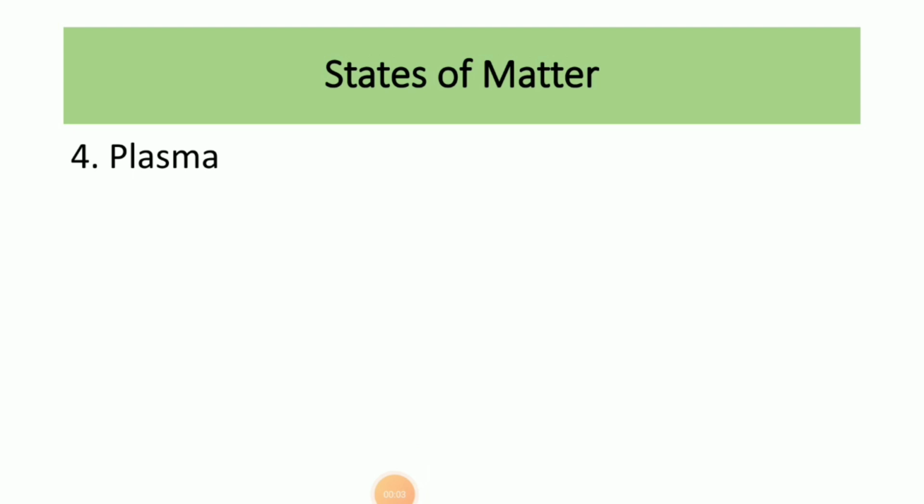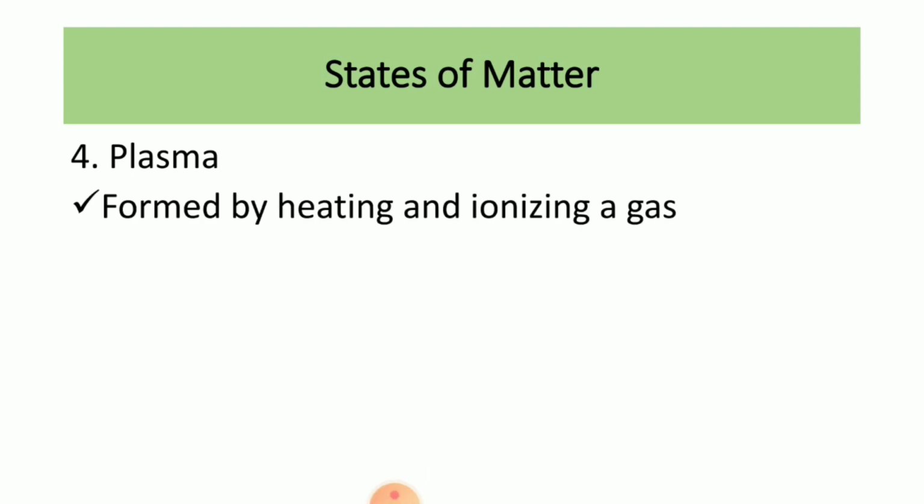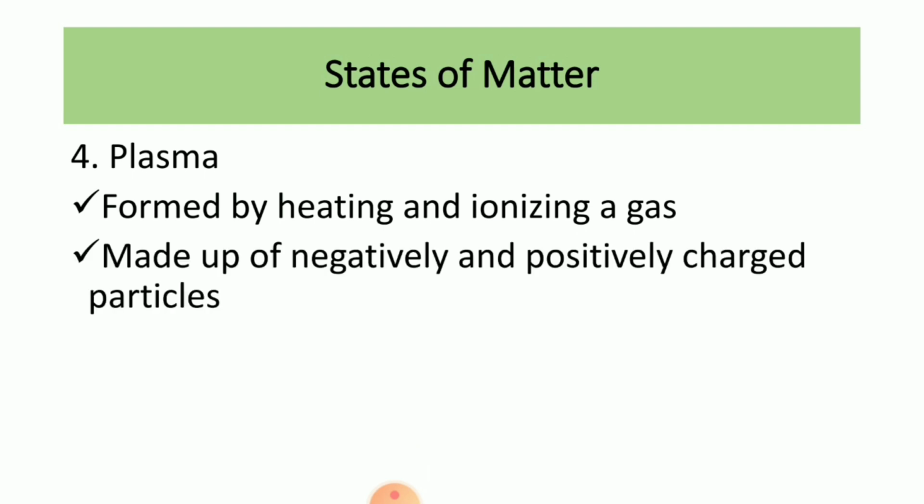Plasma is the fourth state of matter. It is formed by heating and ionizing a gas. Plasmas are made up of groups of negatively and positively charged particles. Plasmas are not the same as gases. They have neither a definite volume nor a definite shape. They are often observed in ionized gases, aurora borealis or the northern lights, lightning, and comet tails.